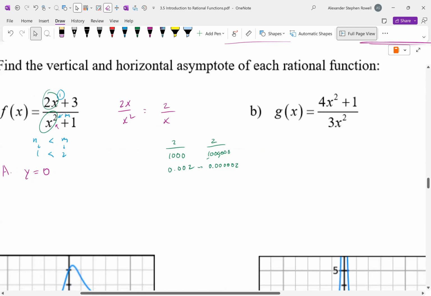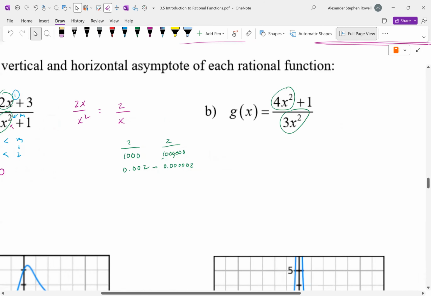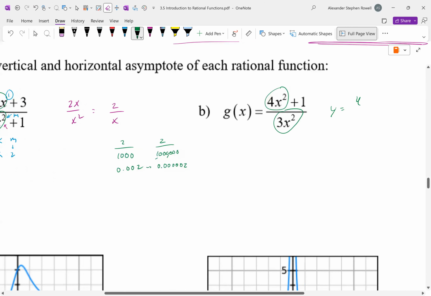Okay, the next one. What if the degree of the top and bottom is the same? I look at the lead terms. 4x squared over 3x squared, they get large at the same rate. They cancel each other out, and y equals 3/4 will be the horizontal asymptote. Horizontal asymptote is y is equal to 3/4. Any questions about this? Yes.